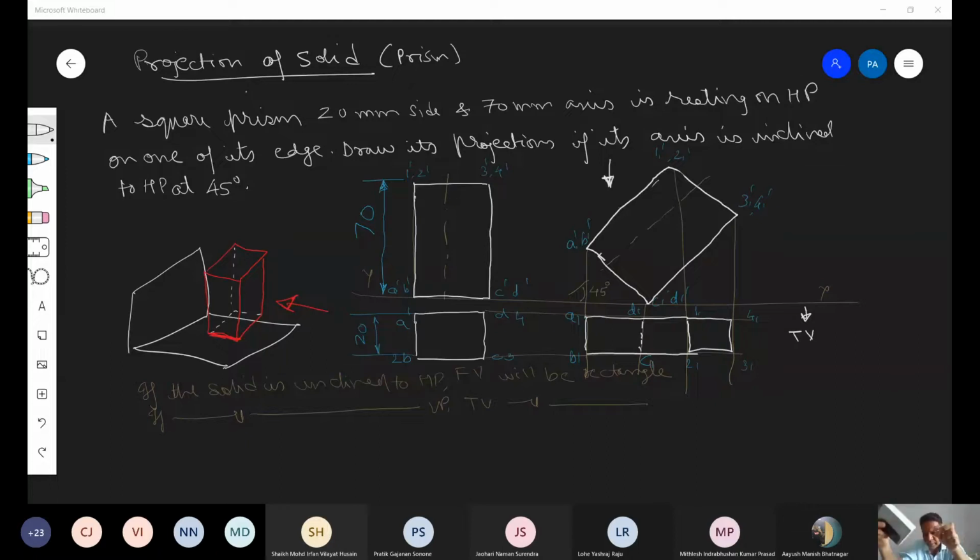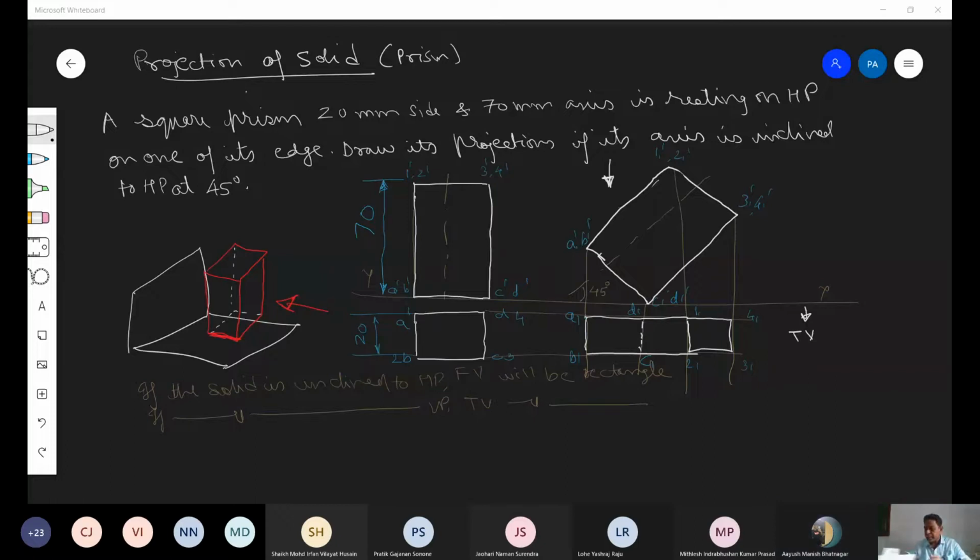But an edge will be this line, either this or this. Any edge that will be mentioned in the question. Which edge? This is the edge. Which is the corner? This one is the corner, or this one is the corner. So there are two corners here and two corners here. Is this clear to all of you? Corner. Yes, sir. Understood.